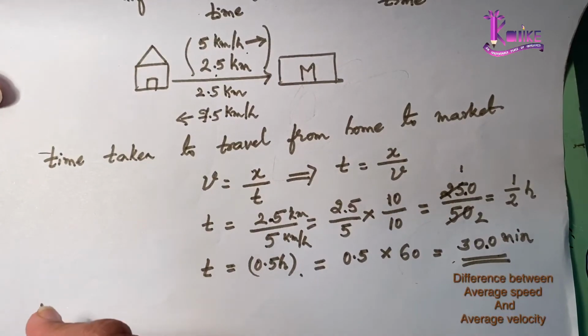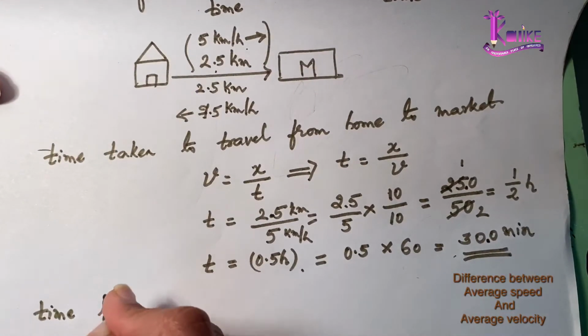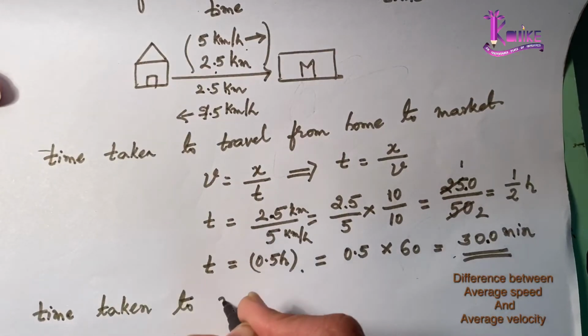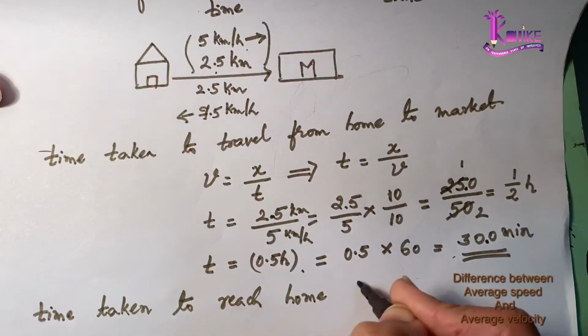Now let's also find out how much time he takes to come back home from market with a speed of 7.5 kilometers per hour. Time taken to reach home from market.